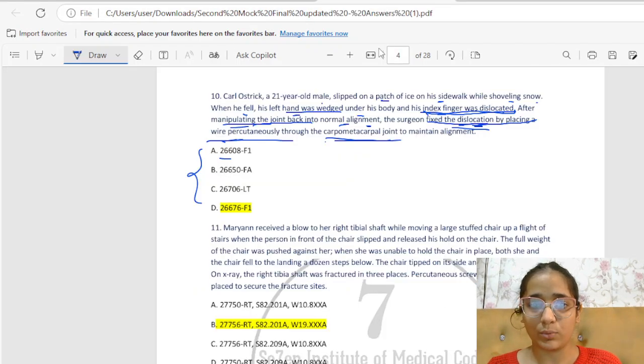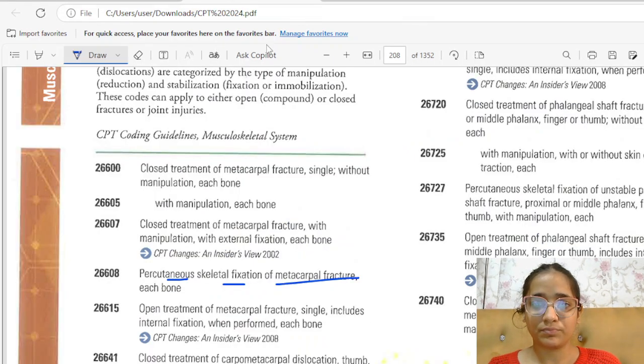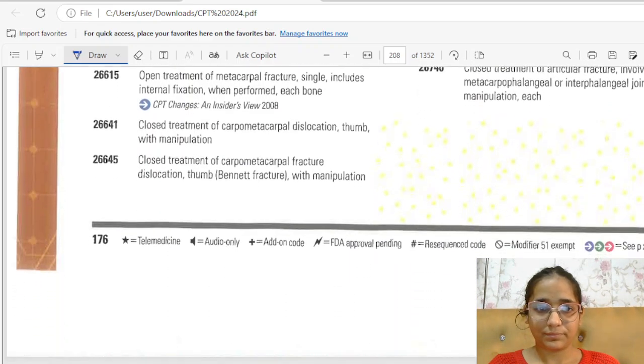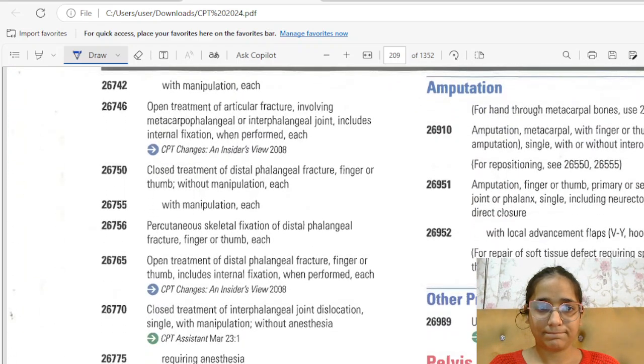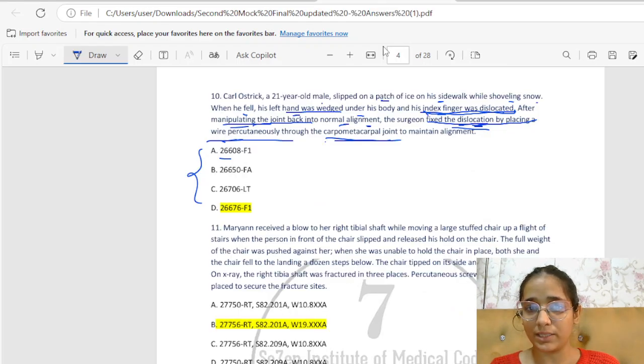Let's review the other one. 26650 is closed reduction. It is not the closed reduction, so we have to rule this out. This has been reduced percutaneously, so this is not a closed reduction, and a wire has been placed, so this has been ruled out.